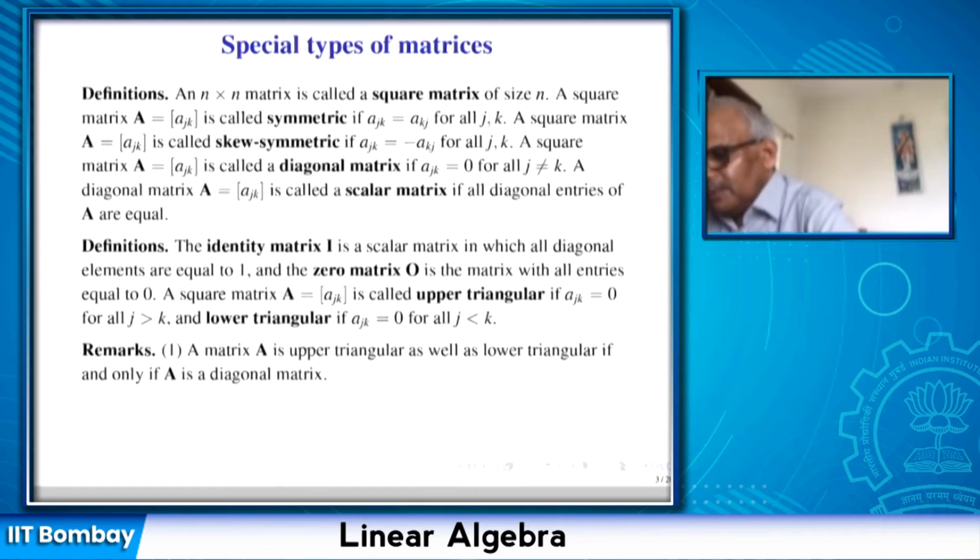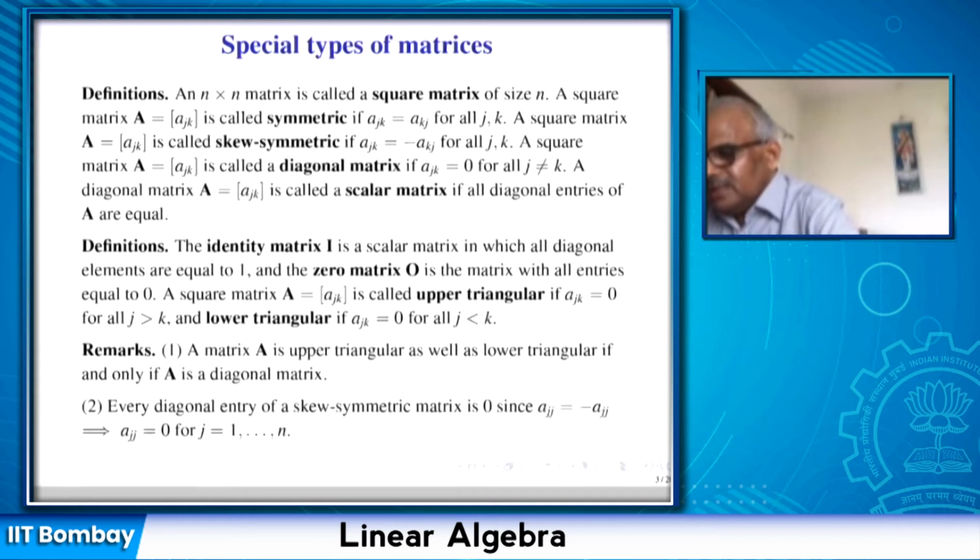So if it is both upper triangular and lower triangular, it must be a diagonal matrix. Every diagonal entry of a skew symmetric matrix is 0, because the condition for a skew symmetric matrix is that ajk is equal to minus akj for every j and k. So if you put j equal to k, then it says that ajj is minus ajj, and so that means that ajj is 0. So all diagonal entries of a skew symmetric matrix are 0.